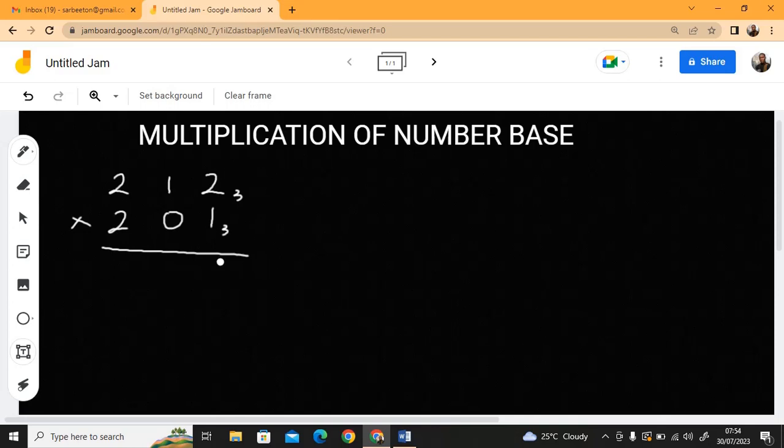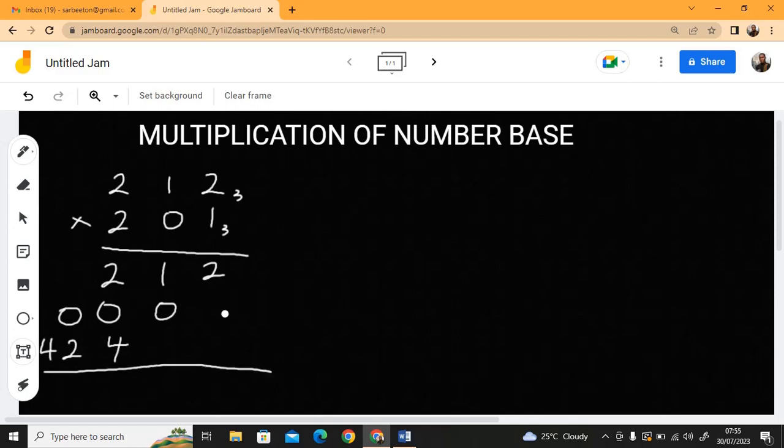Now, this one, you do it like normal multiplication. 1 times 2, that is 2. 1 times 1 is 1. 1 times 2 is 2. Now, 0 times 2 is 0. 0 times 1 is 0. 0 times 2 is what? Is 0. 2 times 2 is what? Is 4. 2 times 1 is 2. And 2 times 2, you write what? 4 here.